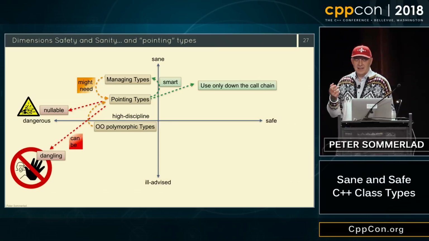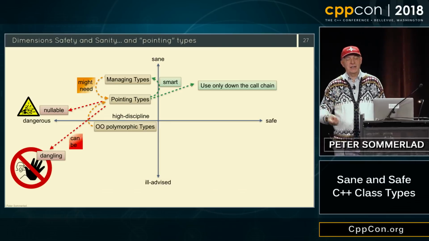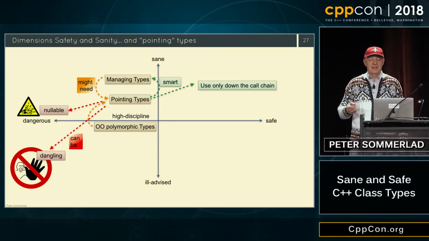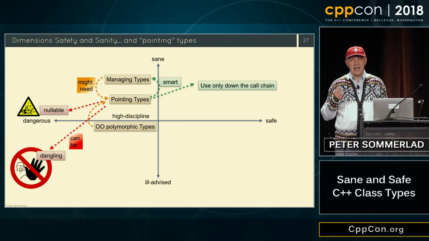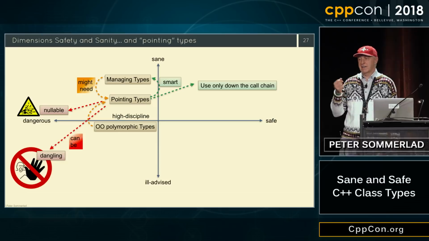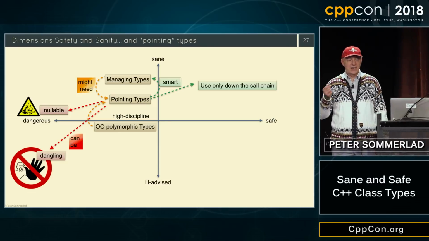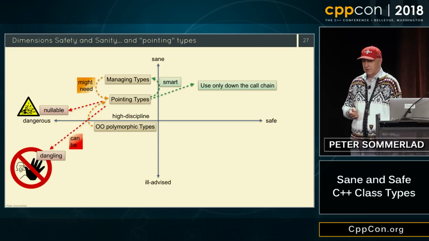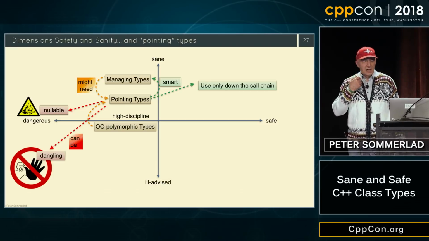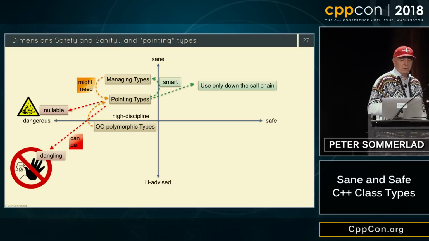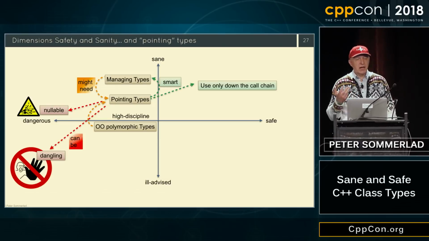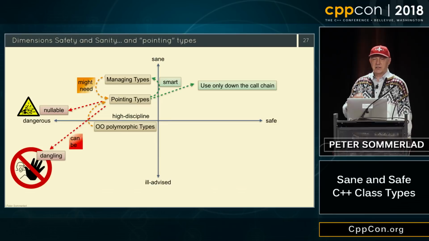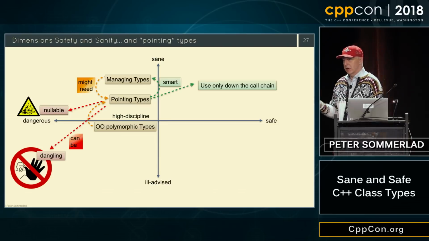And a bad thing is all pointing types, regardless, can be made dangling. And accessing a dangling resource, accessing an object that's no longer existent, gives you very, very bad things. And you better not do that, because you're in undefined behavior land. There are sane uses of pointing types. You can make them smart, so they manage what they point to, like unique pointer.